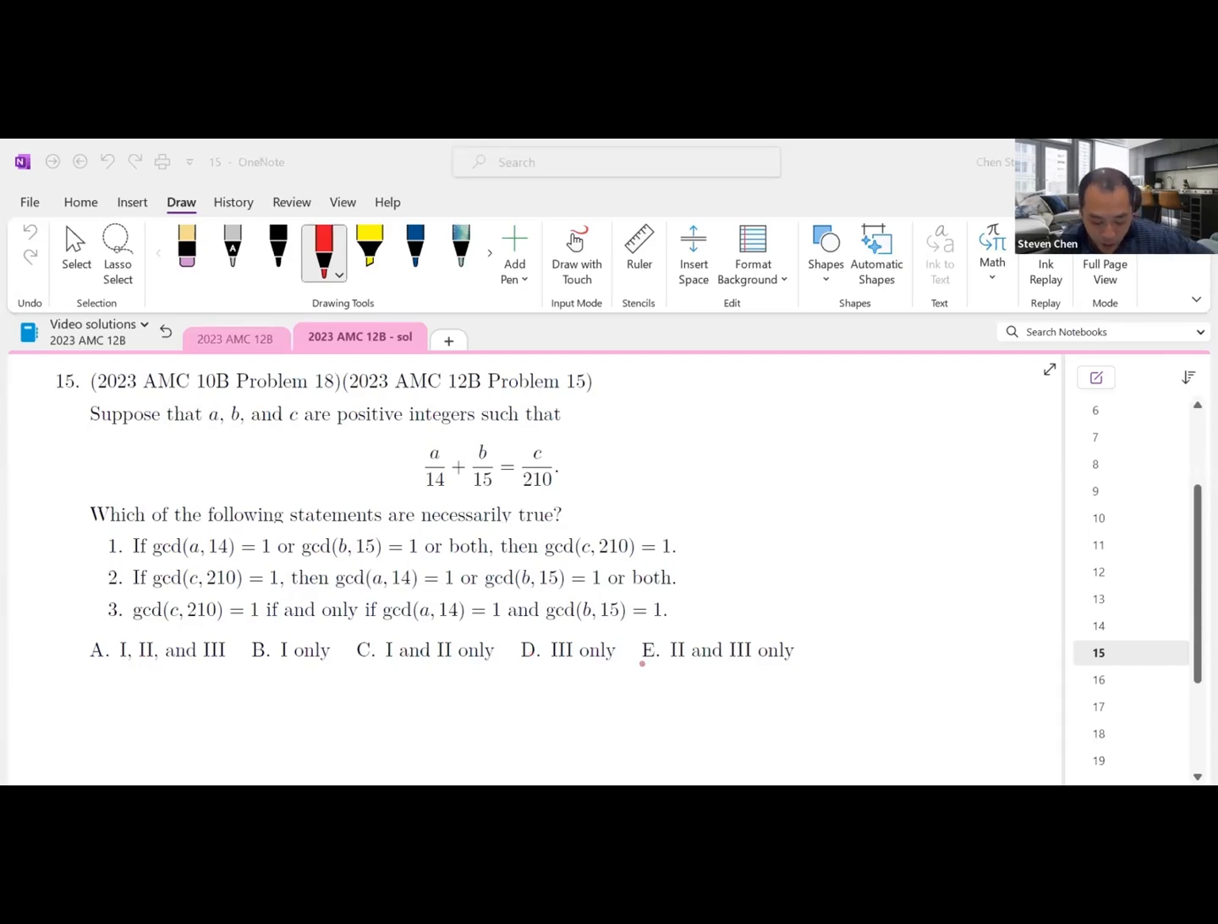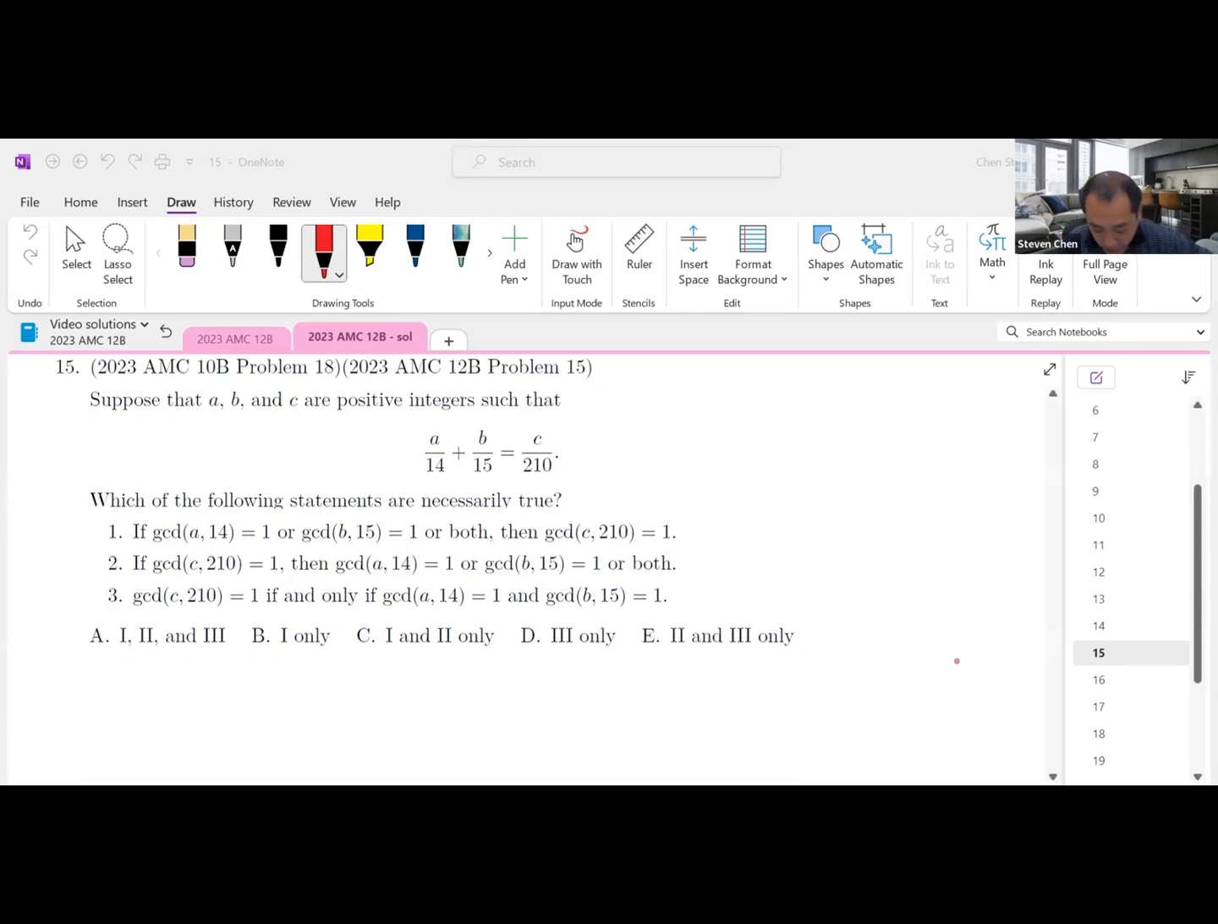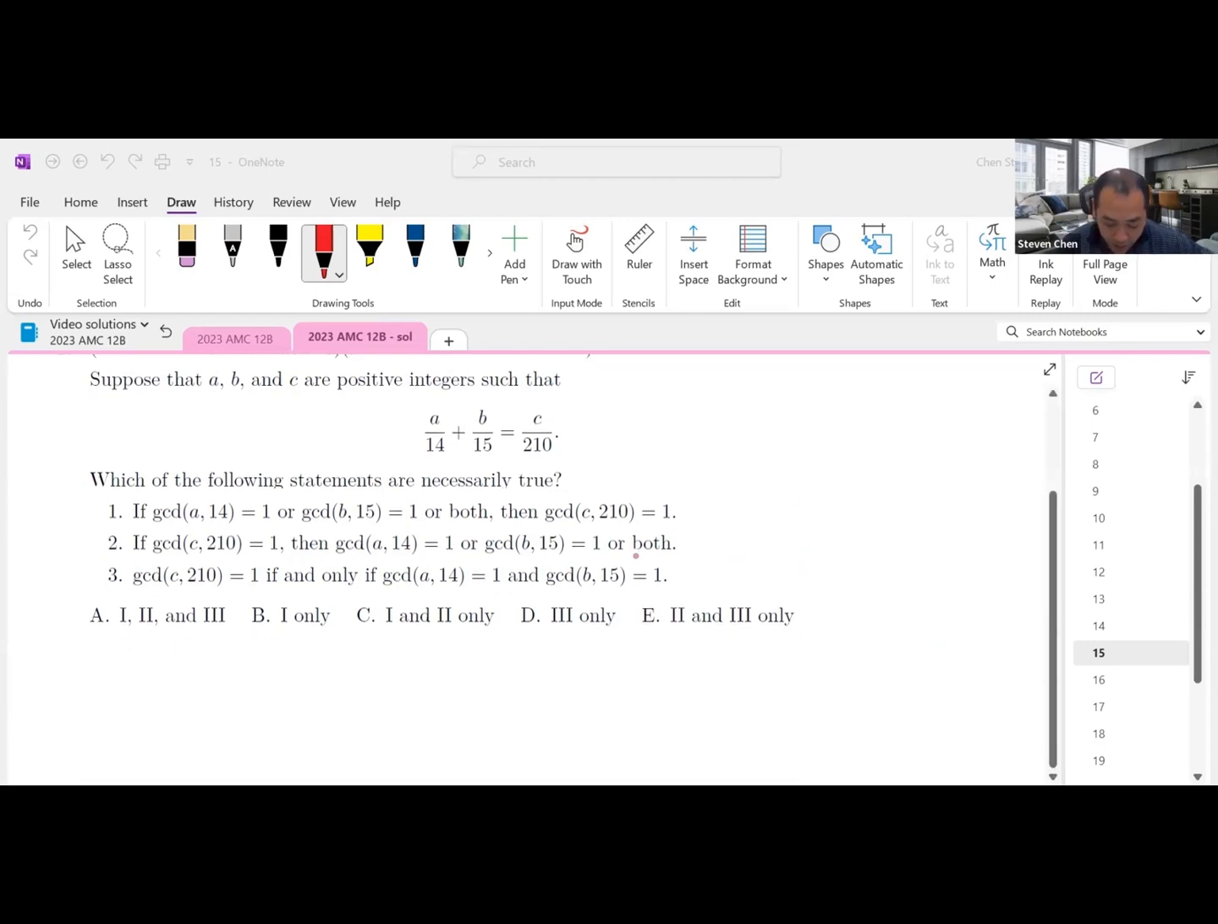Now let's look at 2023 AMC 10B problem 18 and 12B 15. So this is a number theory problem, and we are doing this fractional equation. But first, we need to convert it into the integer equation. Okay. So it's 15a plus 14b is equal to c.